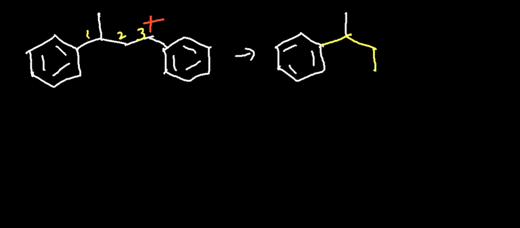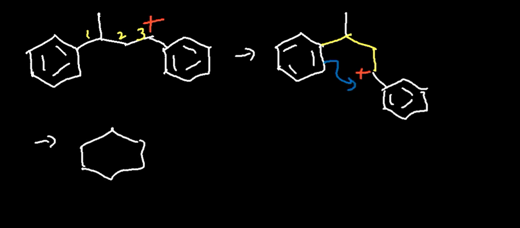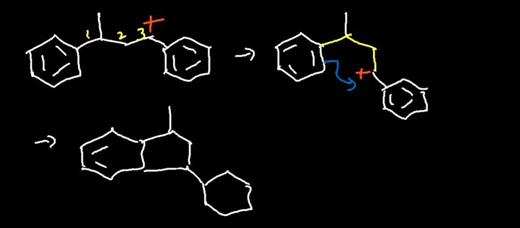Carbon 1 has a methyl group. Carbon 3 has a benzene ring. But carbon 3 has a plus charge. And a benzene ring could react with that plus charge. And that's what's going to happen here. And that's how it closes to form the 5-membered ring. So mechanisms is something that you just have to practice with. And as you practice, you get better at predicting what the mechanism is going to be based on what product you have.